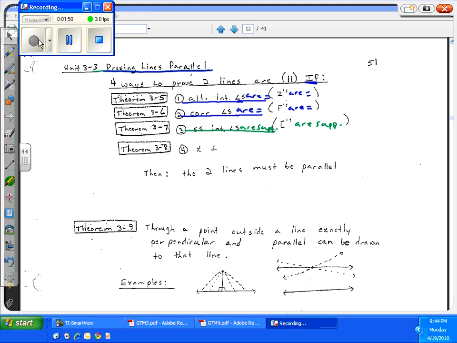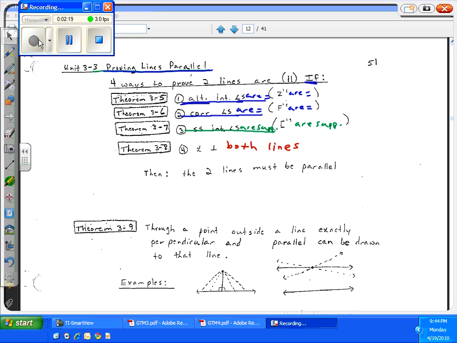If two parallel lines are cut by a transversal, and the transversal is perpendicular to one of the two parallel lines, then it must be perpendicular to the other. So if the transversal is perpendicular to both lines, then we can reach the conclusion that those two lines are parallel.